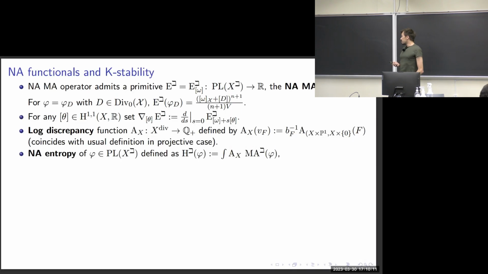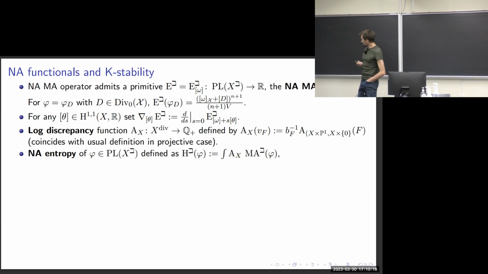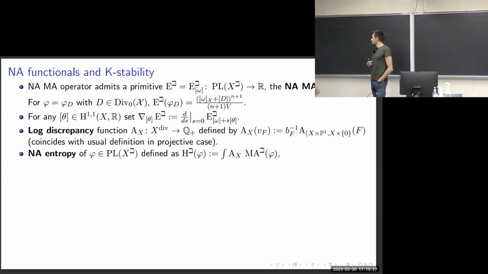And then the odd thing here is that the entropy is defined in this way. In the complex case, we were integrating the log of the density of the Monge-Ampère of phi against the Monge-Ampère of phi. And here we integrate the log discrepancy function. That's a phenomenon which is a bit strange and that creates a problem I will come back to later on, but we just accept that this is at least a non-negative functional.